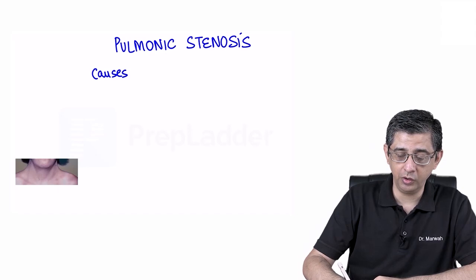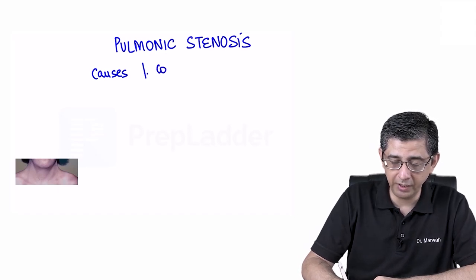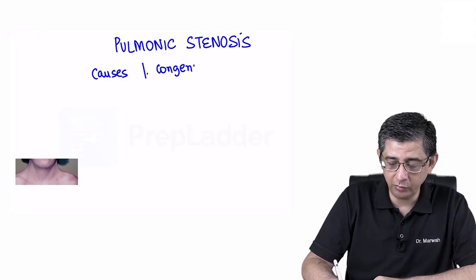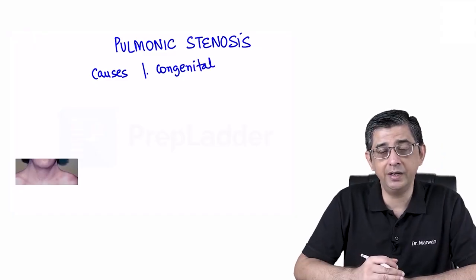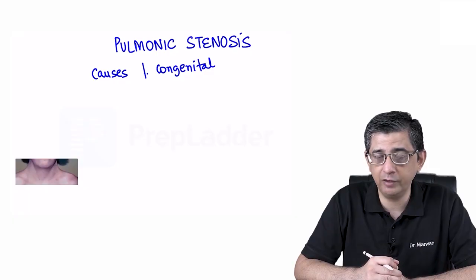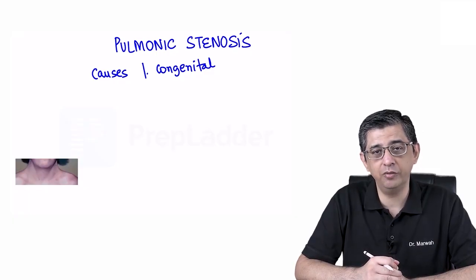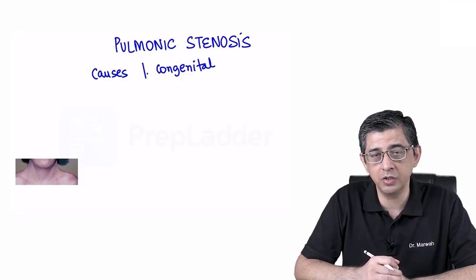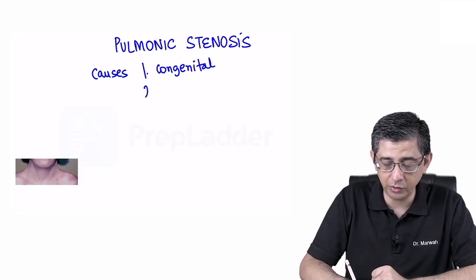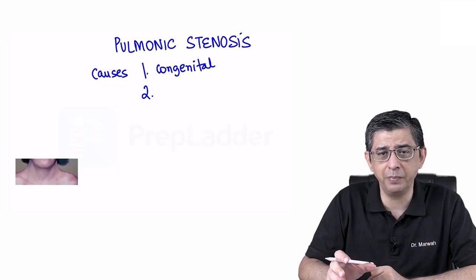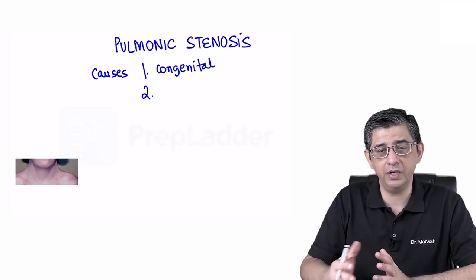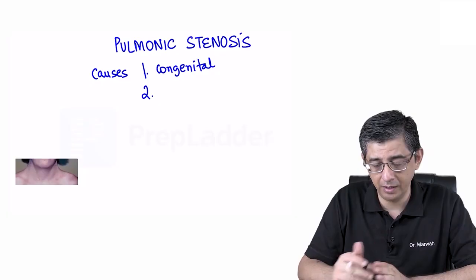Now when we focus on the causes here, the number one cause would be congenital, and at this juncture I want to repeat the statement that in tetralogy of Fallot we do not have a pulmonic stenosis. TOF would have a subpulmonic stenosis. Here I am talking about isolated pulmonic stenosis. So this is primarily, or in most of the cases, a pediatric presentation.